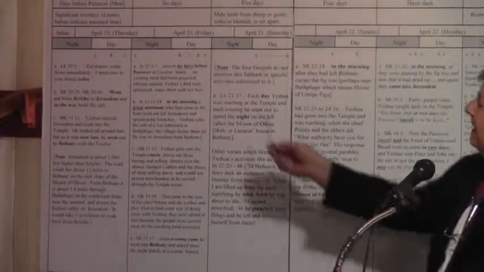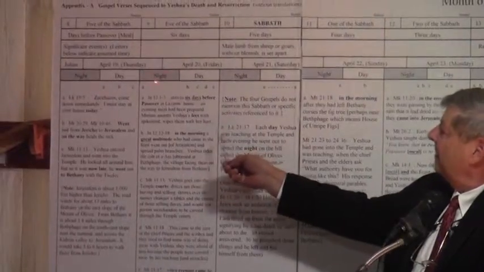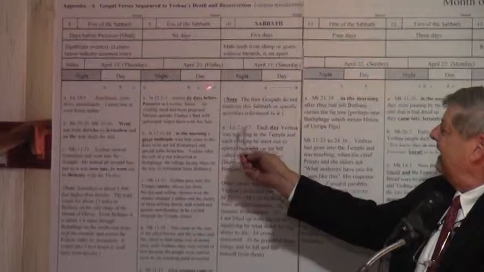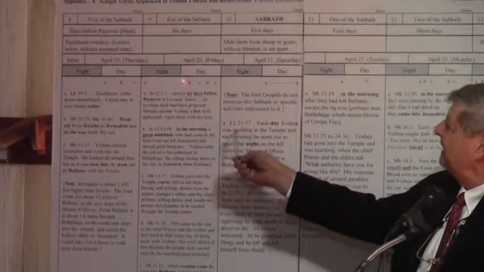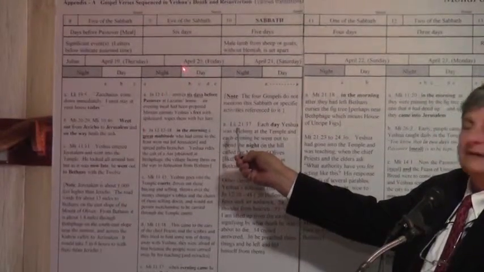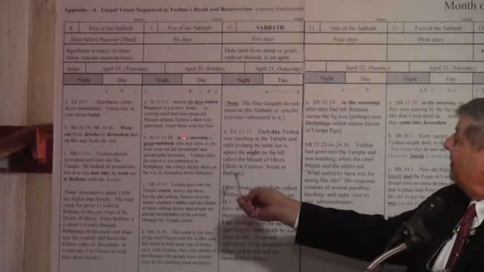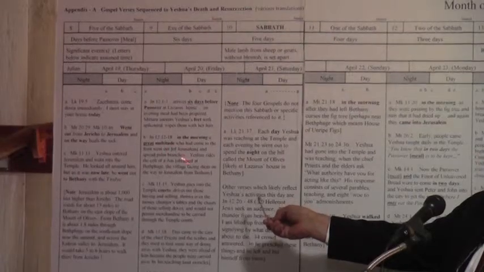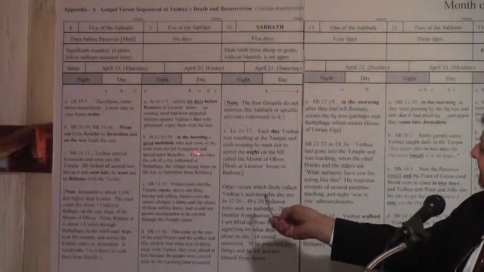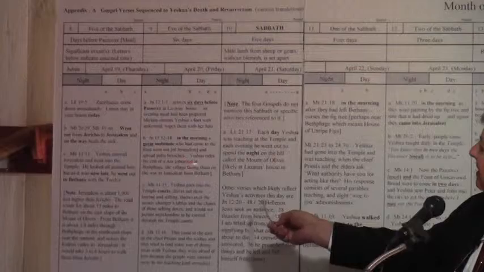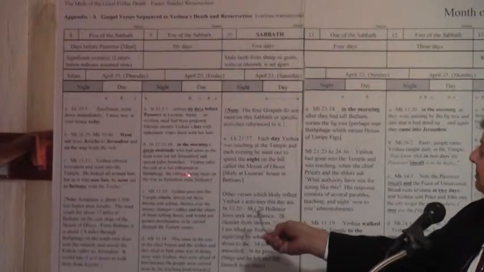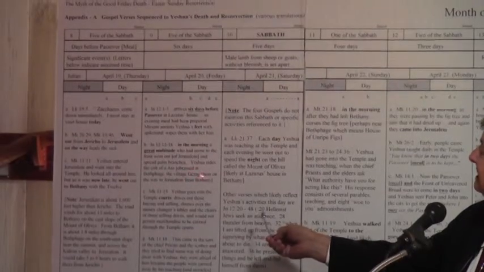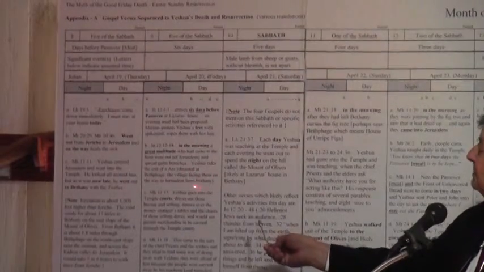In the morning. Okay, this dark area is night. The light portion is day. We're going to paragraph B, that corresponds to just after sunrise. In the morning, a great multitude that had come to the feast went out of Jerusalem and spread palm branches, and Yeshua rides the colt of an ass, obtained at Bethpage, the village facing them on the way to Jerusalem from Bethany.